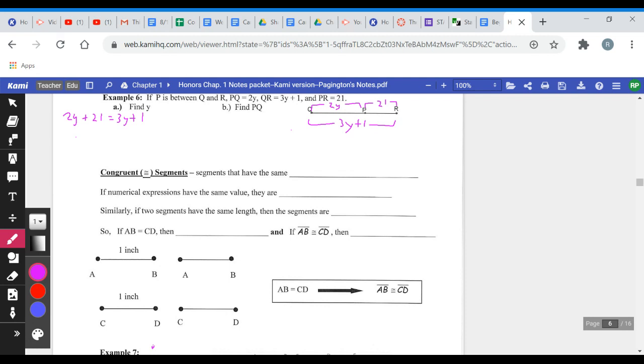Then I want you to pause the video again, take the time to solve for y, plug back in to solve for PQ. That's the only thing it's asking for this time. And then jump back on and check yours with y.